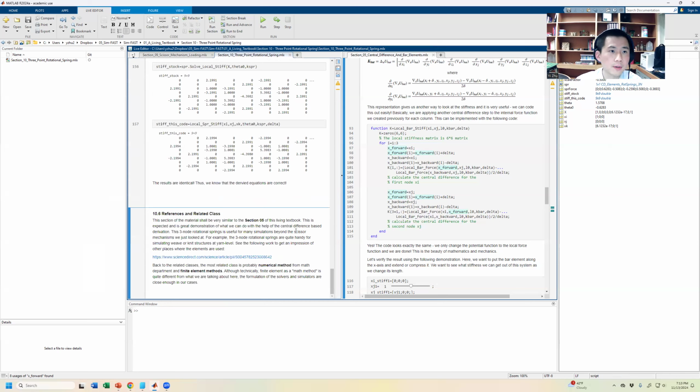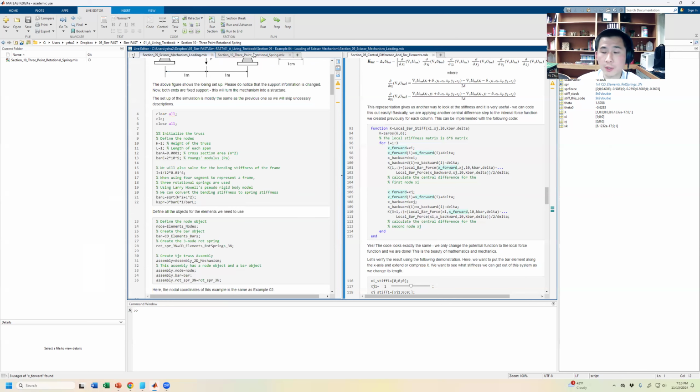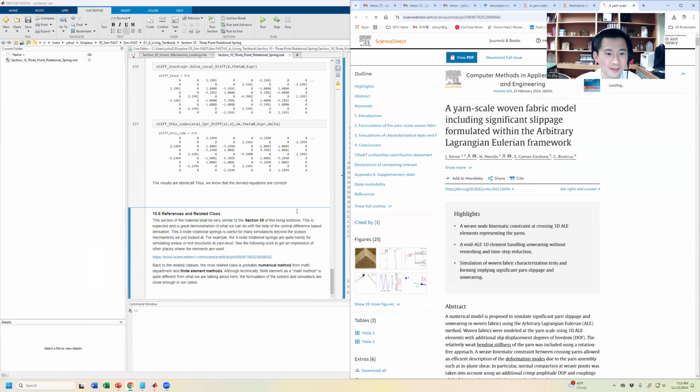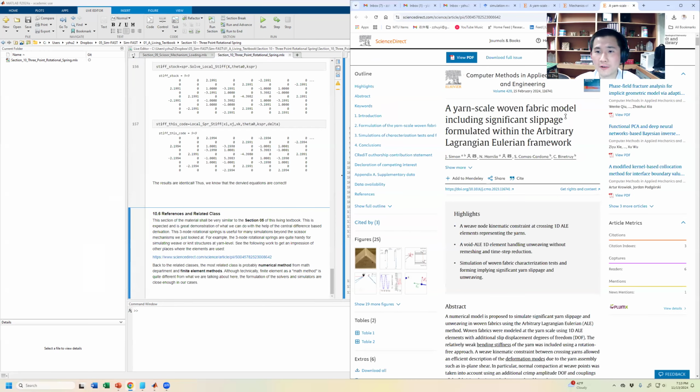And the other thing is that in the previous two examples, we've demonstrated the simulation of a scissor mechanism, 2D mechanisms, and there's more applications for these three-node rotational springs. So I would like to show you one which is actually quite cool. So people recently are quite curious about the mechanical behaviors in the weaves and knit structures. So this is a yarn level simulation of woven fabric.